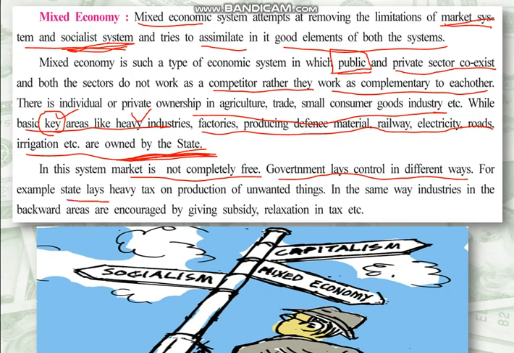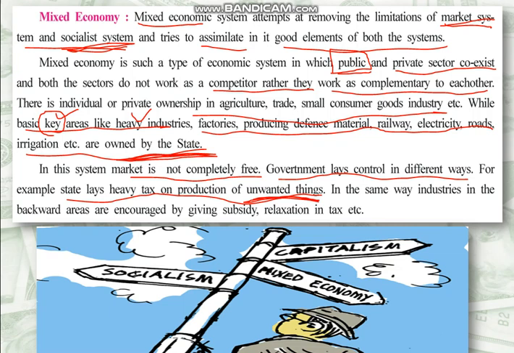For example, the state levies heavy taxes on production of unwanted things. You might have seen right now, you will be knowing about GST, right? So you have seen there are a lot of slabs in GST, the levels in GST, 5%, 8%, 18%, and so on. So why are such things needed? So that unwanted and luxurious items are not produced, and industries are attracted to produce things that are more needed and in the budget of common people.